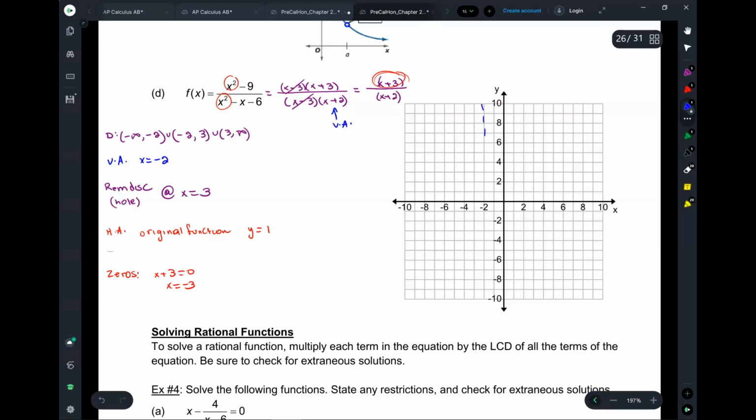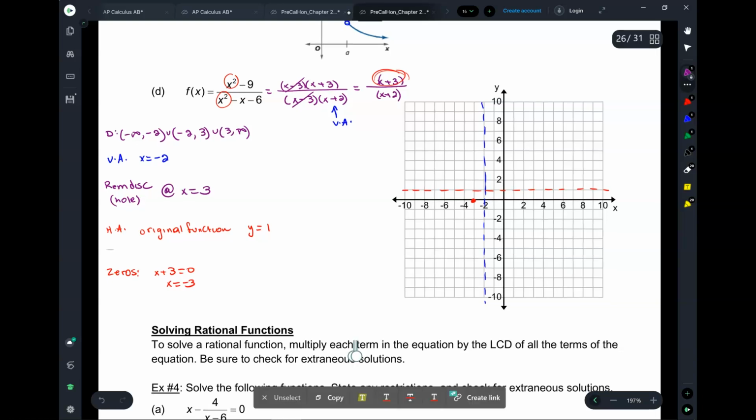All right, so let's put some of this information on our graph here. At x equals -2, there is a vertical asymptote. At x equals -3, there is a 0. Y equals 1 is a horizontal asymptote. And at x equals 3, there is a removable discontinuity or a hole. Now we need to figure out where it is. Is it here? Is it here? Is it here? Is it here?